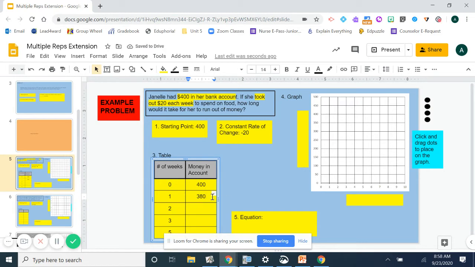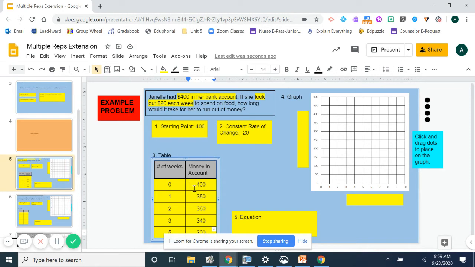Another week passes, then I take away another 20. So that would be 360. Another week passes, and I take away another 20. So that's 340. Now notice this one here. I've skipped 4 weeks and go straight to 5 weeks. So I've skipped 2 weeks. So in 2 weeks, I know that she's going to take out $40 because 1 week is 20. So 2 weeks has to be 40. So by week 5, she would only have $300 in the account. So there's my table.